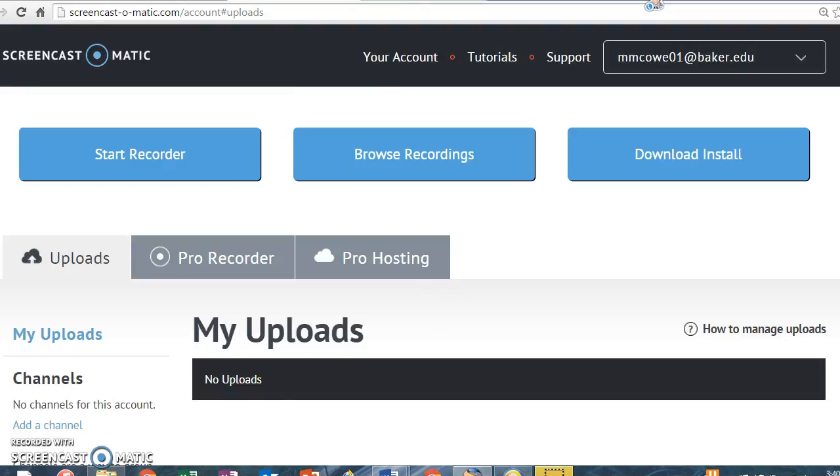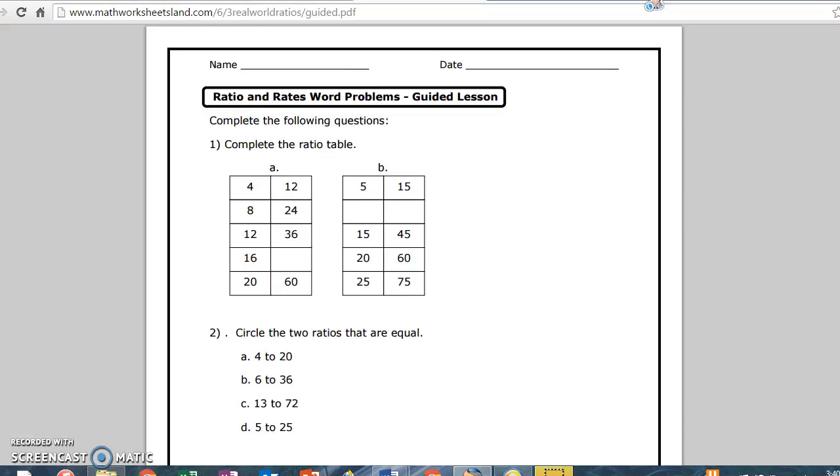The website I have has a worksheet where the student would have to fill out these tables. So obviously you're going to go from 4 to 12 and then 8 to 24, and one way that they could figure this out, because this is pretty easy, would be to use their calculator and divide 12 by 4, which would be the easiest way to do it, and they would get 3, and then 24 by 8, which would be 3 also, then 36 by 12, which would also be 3. So then they would know to get the answer in this box, they would multiply 16 times 3.